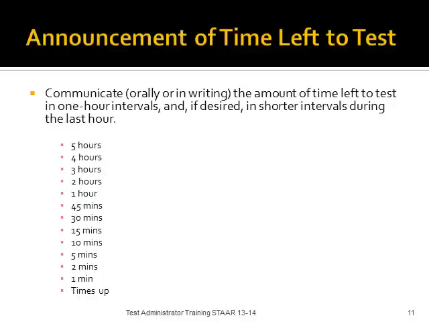It's important that we announce the time left on the test. You guys will get laminated sheets that have these times on there. It should be from 5 hours up until time's up, and those are the increments that they need to be told to students. Again, this is to ensure that students across the state of Texas are receiving the same exact type of testing environment.